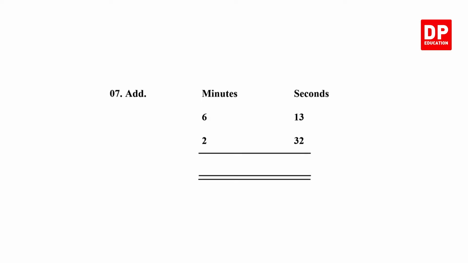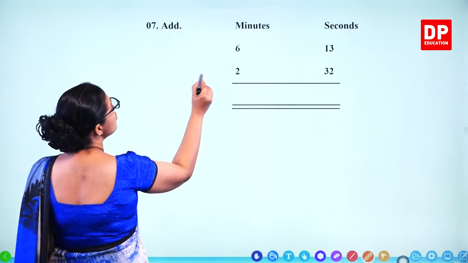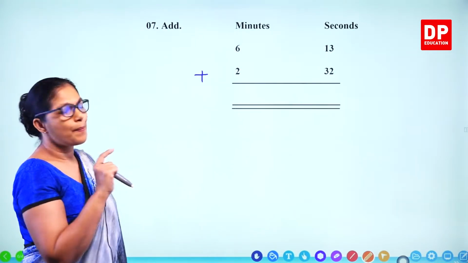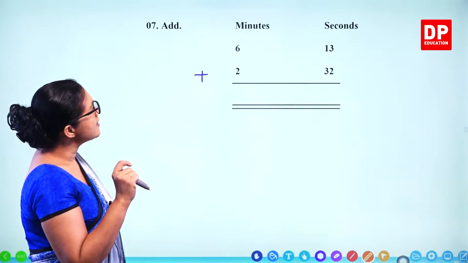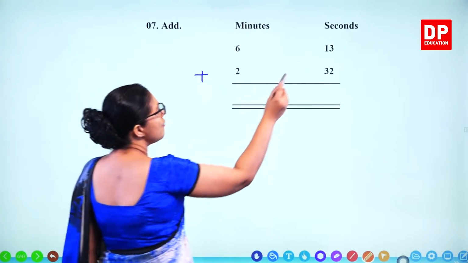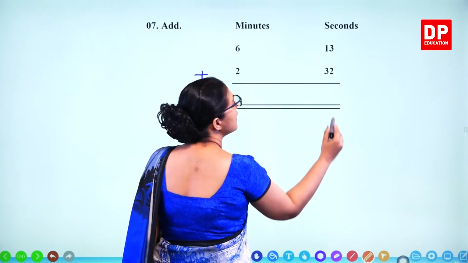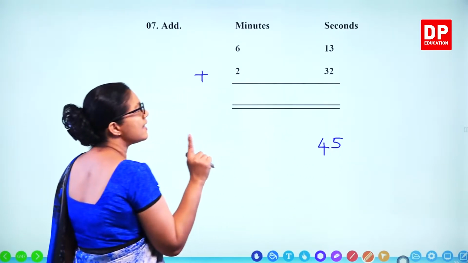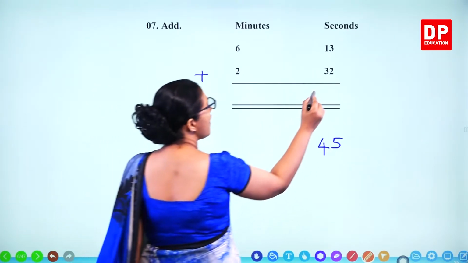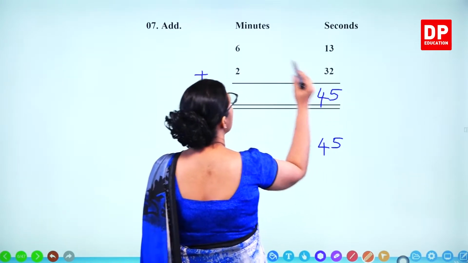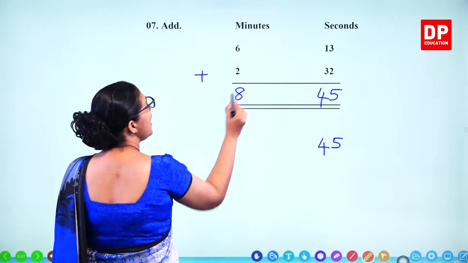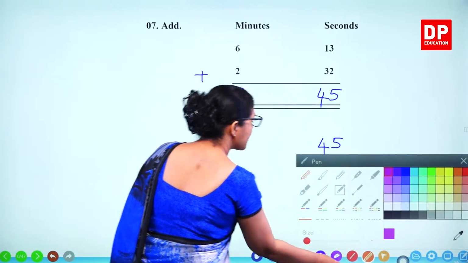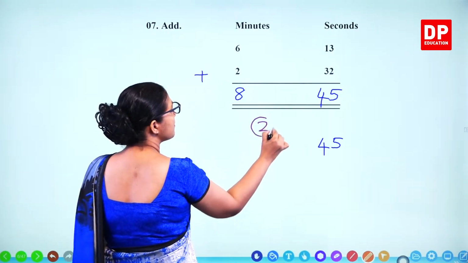Next one, add. So addition of this one. Minutes and seconds. So how do you add minutes and seconds there? So here first see what's the total. 3 plus 2, 5. 3 plus 1, 4. So that's less than 60. So you can write 45. And then 6 plus 2, 8. 8 minutes and 45 seconds. 2 marks.